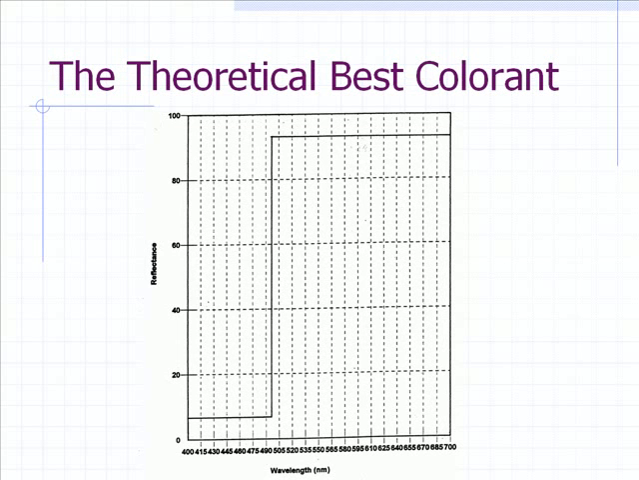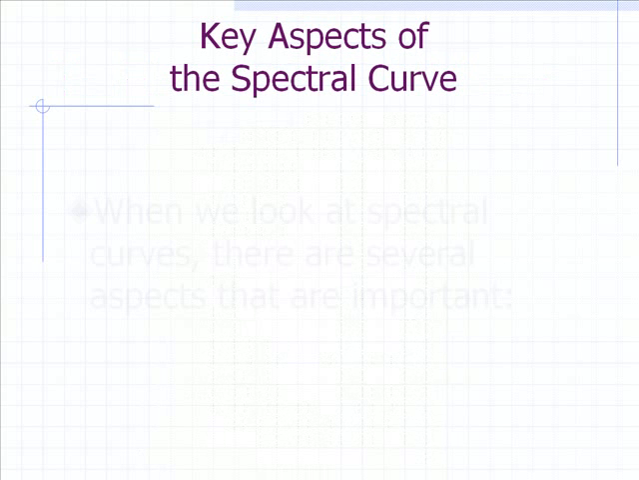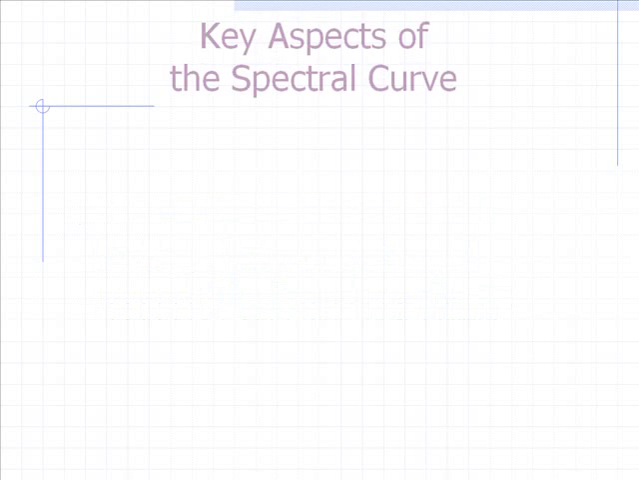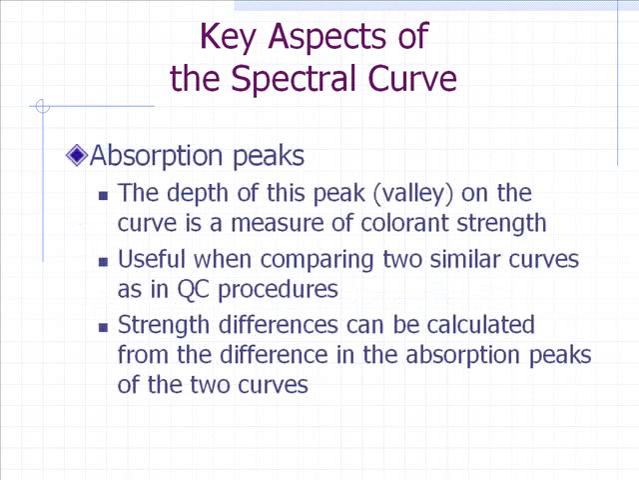So the important parts of the curve, when we look at it, there are several things that we need to consider. The absorption peaks, and when we talk about peaks, it's maybe a misnomer compared to what we think of in peaks if we talk about mountains. If we have a curve that looks like the phthalo blue curve, the absorption peak is actually the valley part here, you might consider. It's the lowest part on the curve. That's considered the absorption peak. That's where the colorant absorbs the most light.